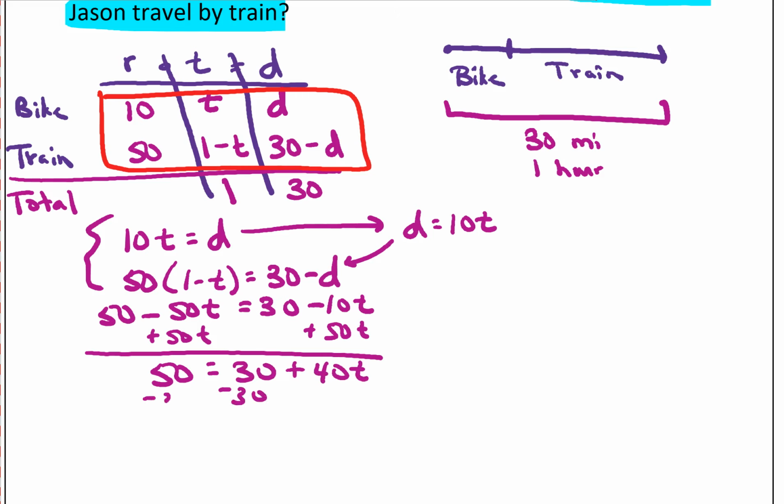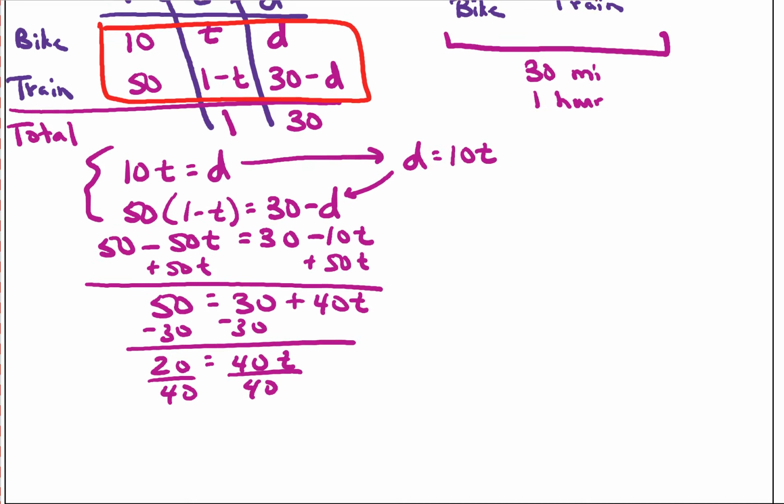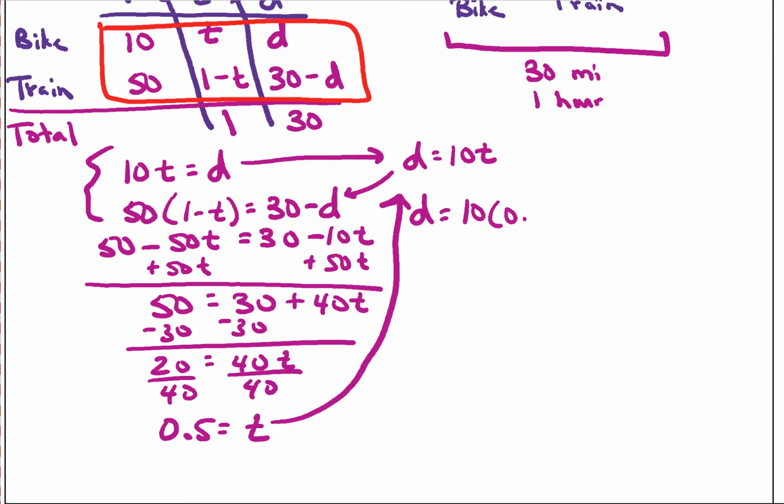Subtract 30. 20 equals 40t. Divide by 40. And 20 divided by 40 is 1/2, or 0.5. And then if we plug this back up here, our d, our distance, is 10 times 0.5, which in this case is just going to be 5.